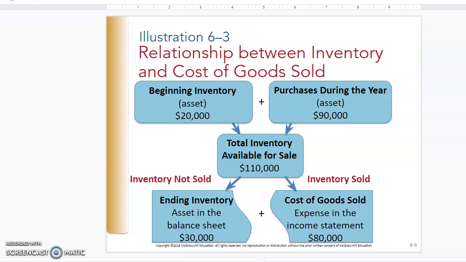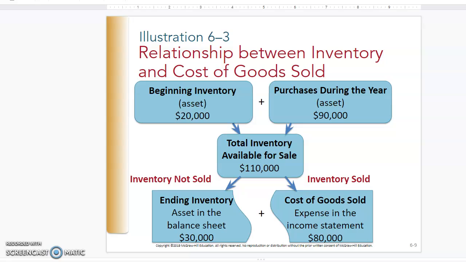Merchandisers buy inventory. Inventory is a current asset. When they buy the inventory, the amount goes into the inventory account until it is sold. When it is sold, the cost of that inventory is pulled out of the inventory account and put into an expense account called cost of goods sold. Cost of goods sold is an expense in the income statement, which we'll look at in a minute.